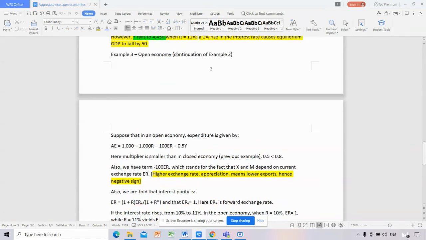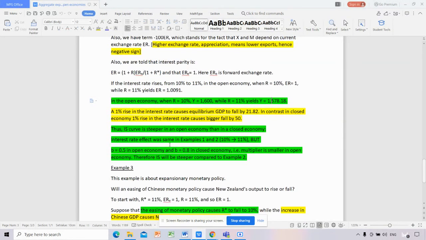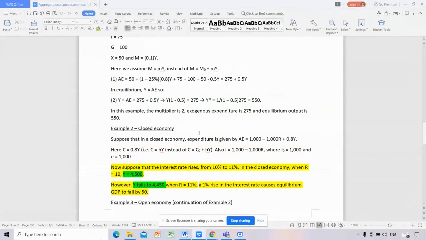The interest rate effect is the same here and here, but the multipliers are different. The multiplier in the open economy is smaller than in the closed economy, which just shows that IS is steeper in the open economy than in the closed economy. So the effect on income is smaller in the open economy. You can clearly see it's only 21.82 as opposed to 50. Same change in interest rate, but smaller change in income. Therefore, IS is steeper in the open economy.